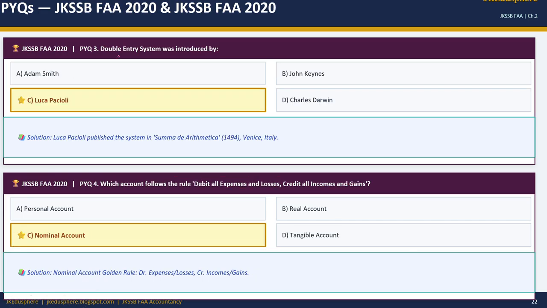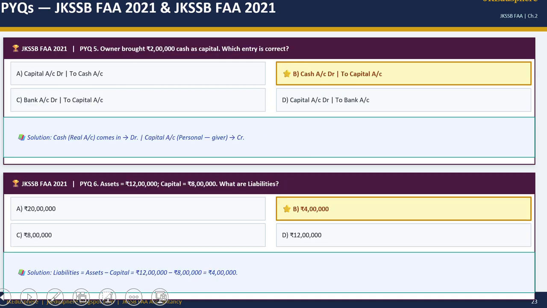Next one is the same. Owner brought 2 lakh cash as capital. Which will be the entry? Cash account will be debited and capital account will be credited.